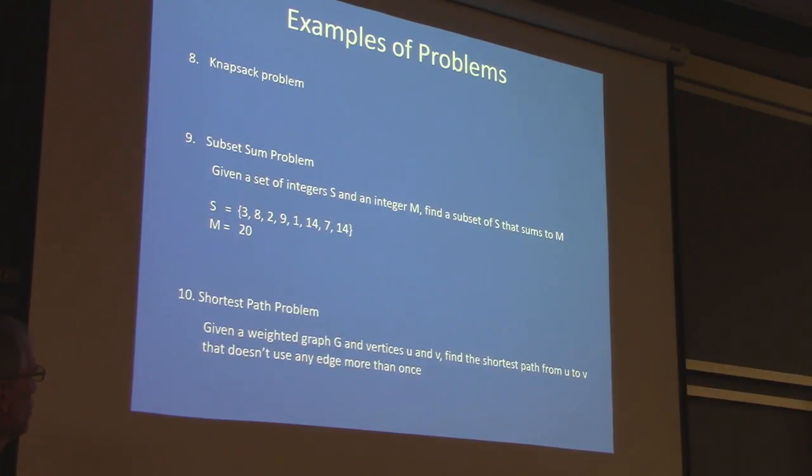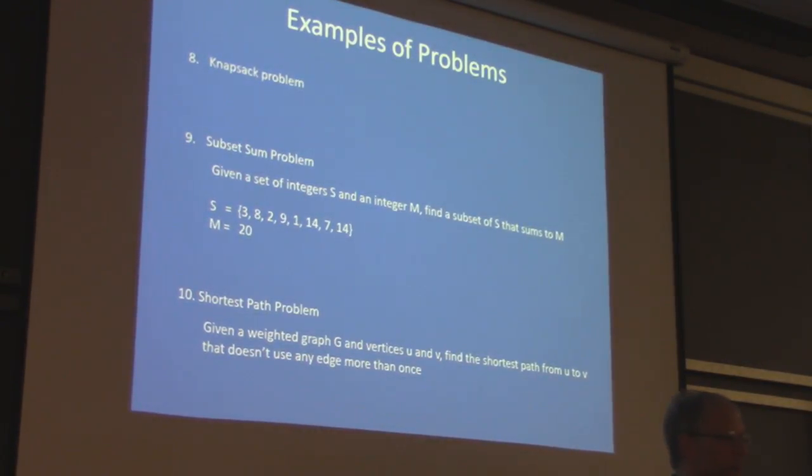The shortest path problem. Given a weighted graph G, find the shortest path from u to v that doesn't use any edge more than once. No one's ever solved it efficiently. If you throw in the restriction that there is no cycle of net negative cost, it can be solved efficiently, but in the general form, without that restriction, no one has found an efficient solution.